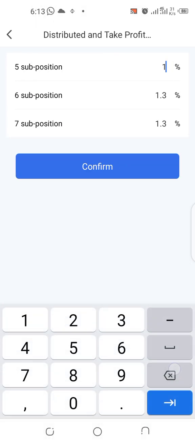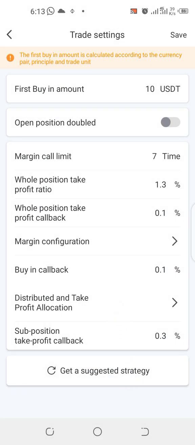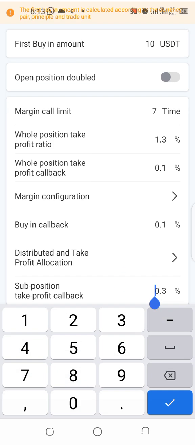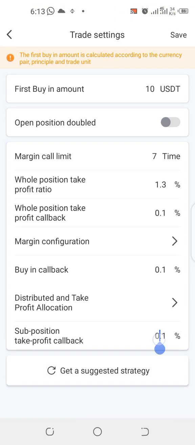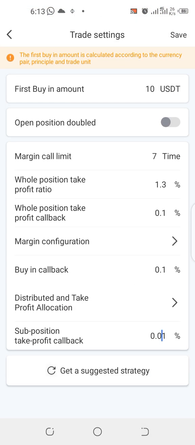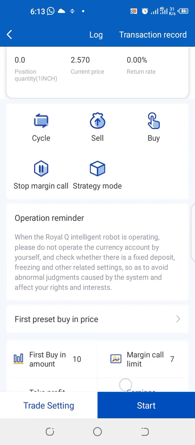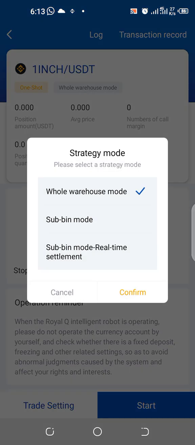Usually I prefer to limit this to not more than 1%, regardless of what I'm using here, so that I can keep buying and selling at those low prices very easily. So there too, I need to apply a callback. I can make it 0.1% or 0.01%, or depends, because at that level the chances of it dropping further are higher. Okay, so I can save, and thus I've set up my strategy. So once that's trade setting, it's already set. If I'm using sub-beam mode, I'll click on this strategy mode and switch it to sub-beam mode real-time settlement.